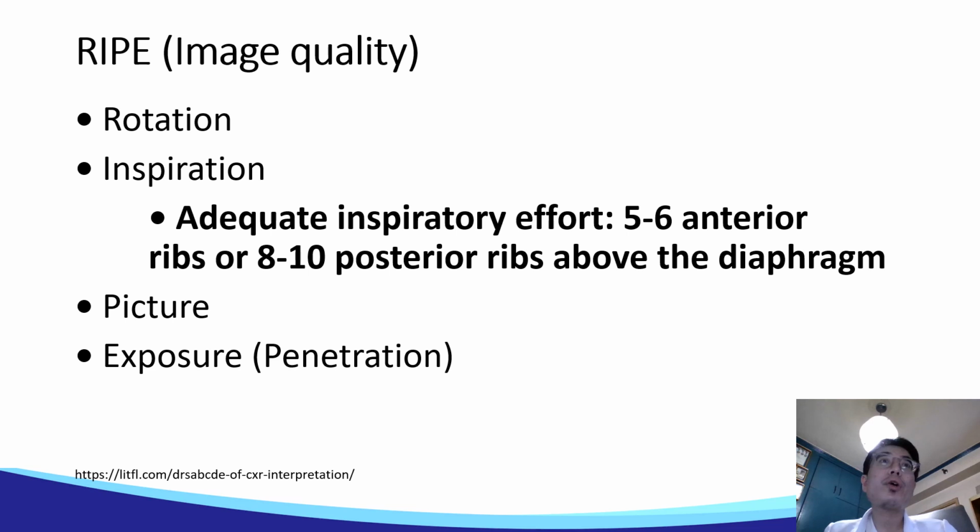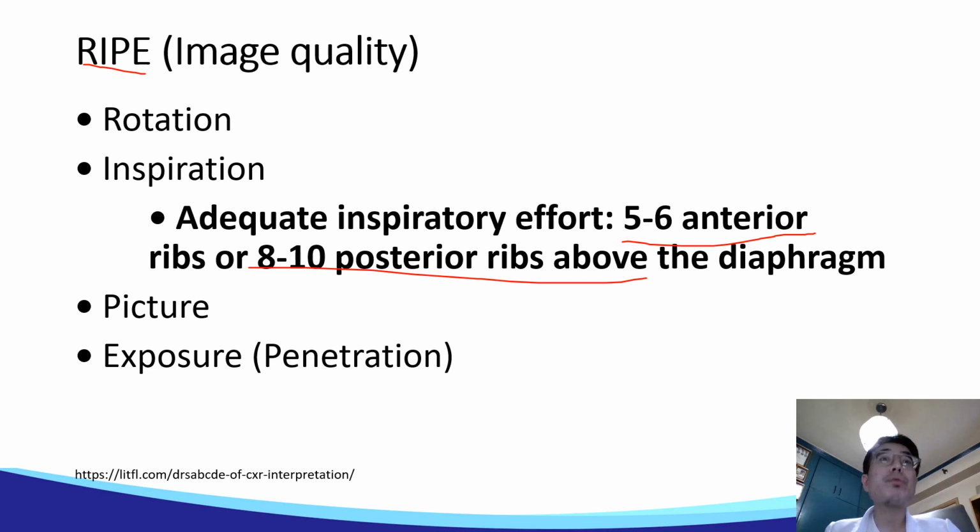Next, RIPE, which is another acronym for image quality. R refers to rotation, meaning is the chest x-ray straight or tilted towards the left or the right. I is for inspiration. By simply counting the anterior or the posterior ribs, we can determine if the inspiratory effort of the patient is adequate. In general, the inspiratory effort is considered adequate if there are at least 5 to 6 anterior ribs or 8 to 10 posterior ribs above the diaphragm.